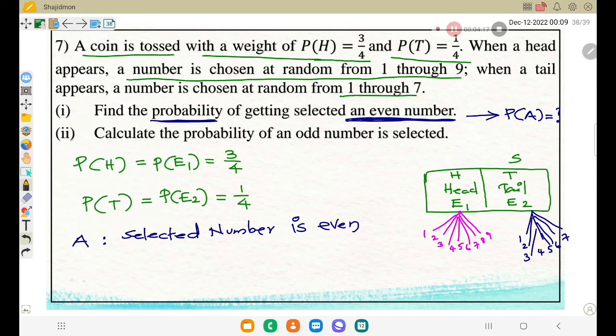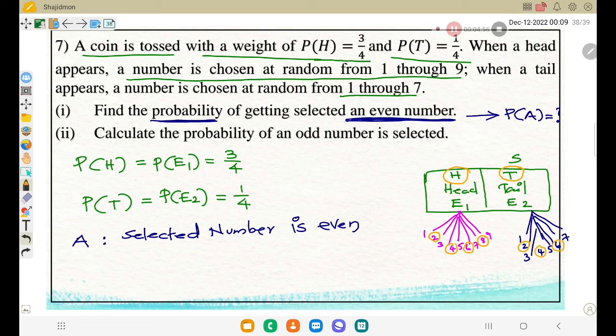Hope you understood that one. Even numbers, for example here, 2 4 6 8 are even numbers, correct? Now in the same way the second one also we can take. So we are calculating this one first, probability of getting selected an even number, probability of A equal to, correct? We have two partitions, one is head and the second is tail. E1 E2 we can represent, or H and T, correct? Here also even numbers are there, 2 4 6.